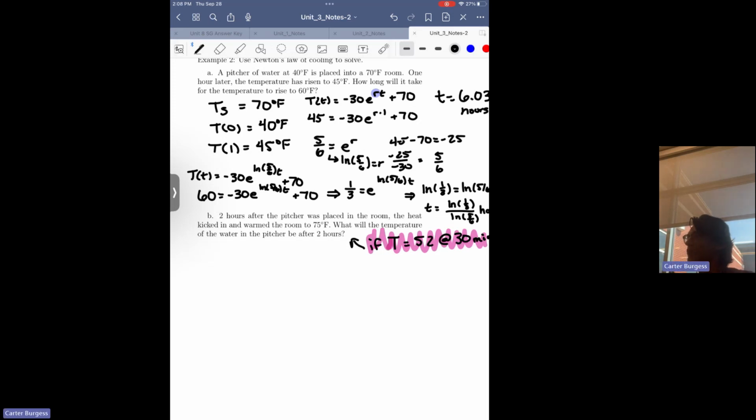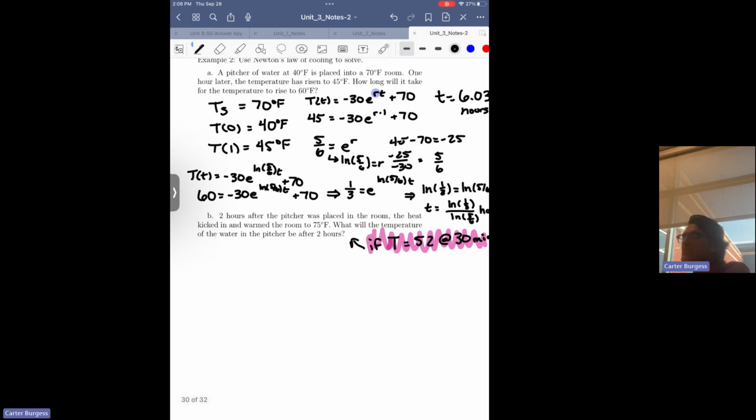Which would we expect to get warmer faster? In the hotter room, we would expect it to be getting hotter faster, because that difference in temperature starts out larger. And so it's not necessarily just object related.